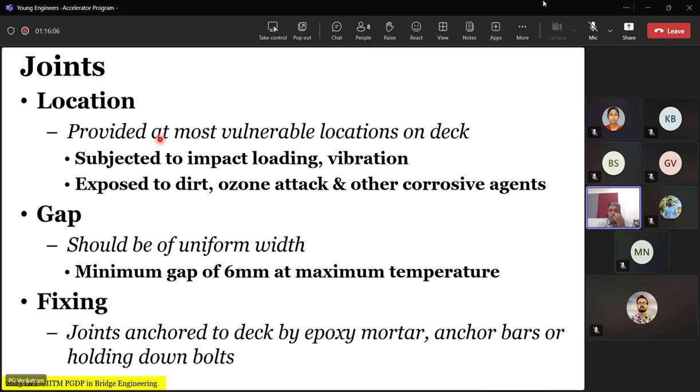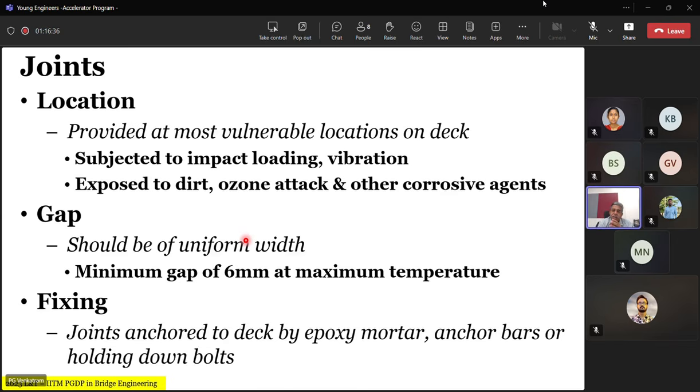These are provided at the most vulnerable location in the deck because they are at the surface. They are also subject to impact, vibration, wear and tear. All these things happen to these joints, so they require reasonably good maintenance. This gap should be of uniform width because if you don't have this uniform width, then your vehicle noise will be different when the vehicle is moving on different stretches of the deck.